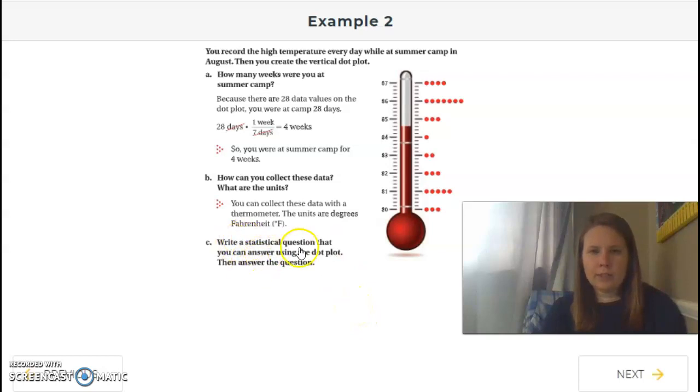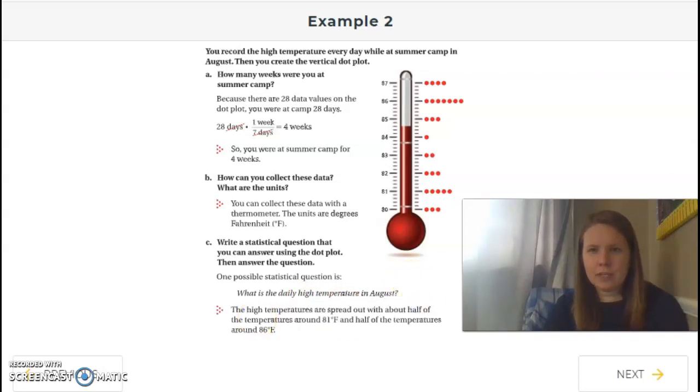And then C, write a statistical question that you can answer using the dot plot. Then answer the question. So they didn't give us a statistical question. So they wanted us to come up with a statistical question. And how could we write a question that is something we could answer? So I'm not sure what they're going to come up with here, but I'm kind of thinking about this. And I could think maybe like, what is the temperature at camp? Okay. What is the daily temperature at camp? What is the daily high temperature in August? That's a good one too, okay?